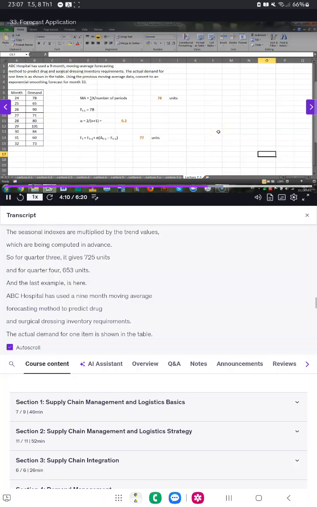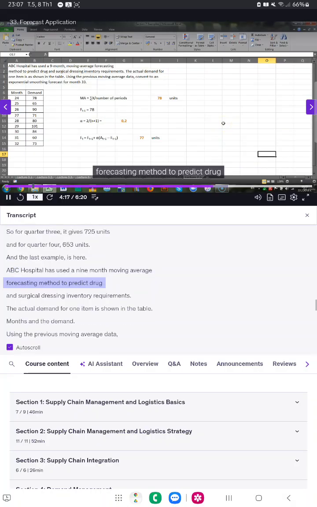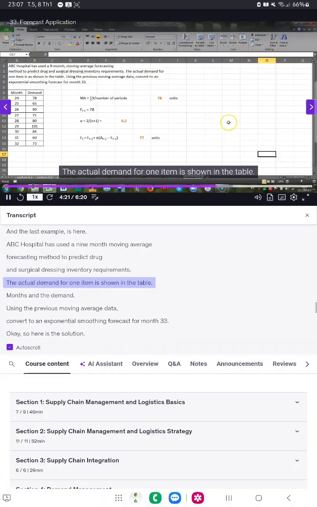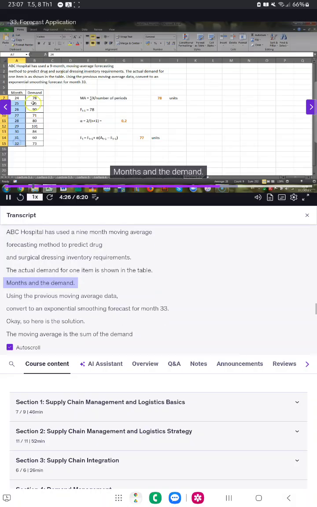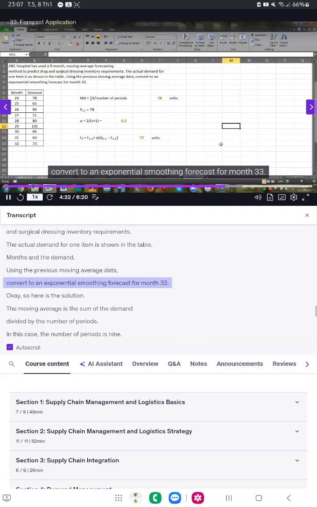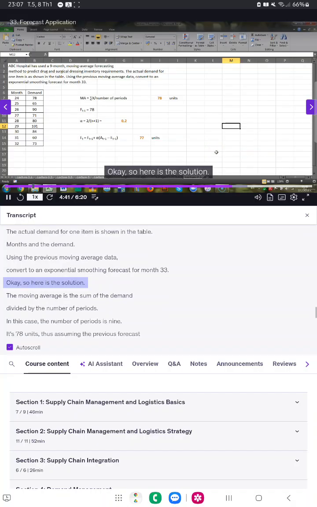is here. ABC Hospital has used a 9-month moving average forecasting method to predict drug and surgical dressing inventory requirements. The actual demand for one item is shown in the table, months and the demand. Using the previous moving average data, convert to an exponential smoothing forecast for month 33. Okay, so here is the solution.